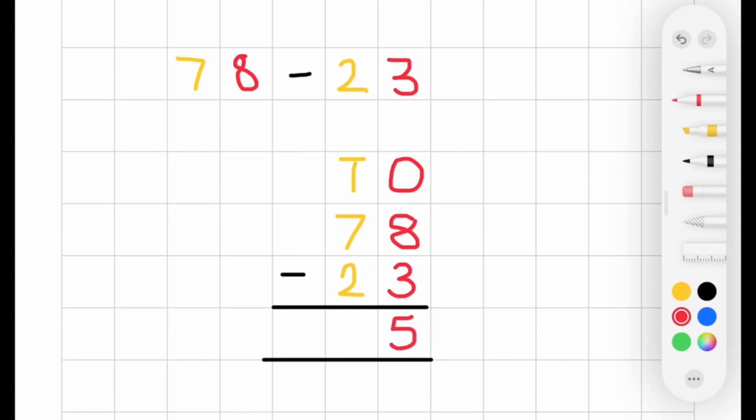Now let's look at the tens column. 7 tens take away 2 tens equals 5 tens. Oh, I like to use... Let's undo that. Let me color code it, but I like the pretty colors.